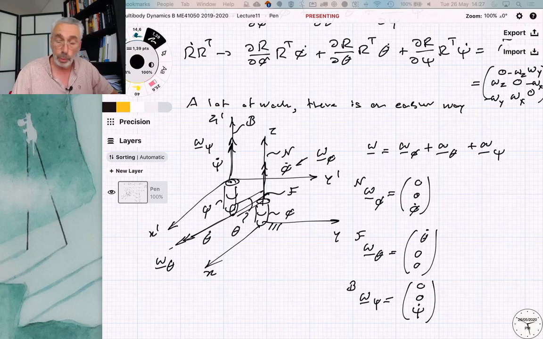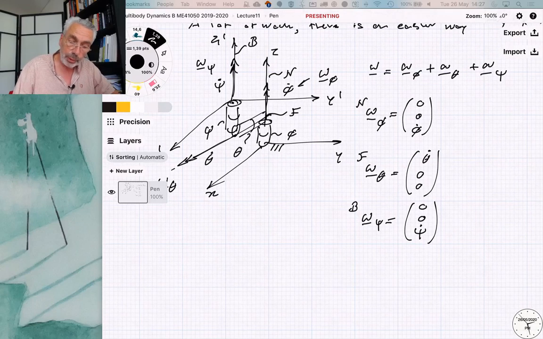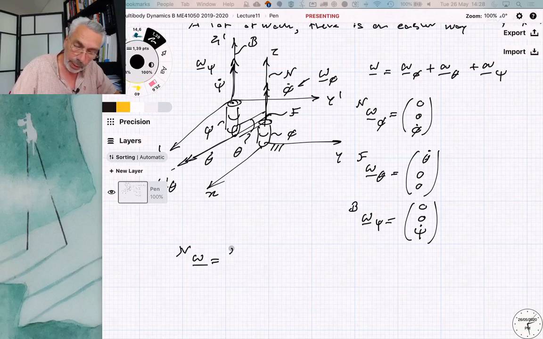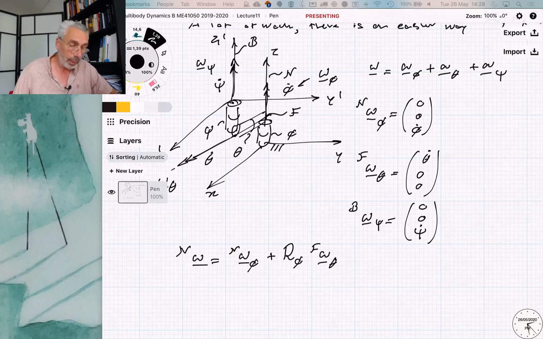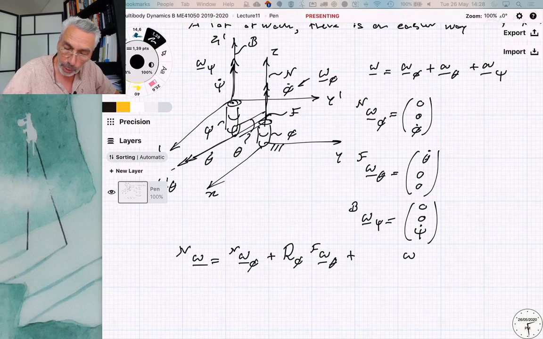I want to get it in one coordinate system, and that is doable, of course. So let's say we go to the inertial frame. The omega phi is already in an inertial frame, right? So that is just the n omega phi. There's no problem. But then we have to add this f omega theta. And how do we get from f to n? Well, that's this rotation matrix phi, right? That's the way how we get there. Plus this last one, this is this omega in the B frame.